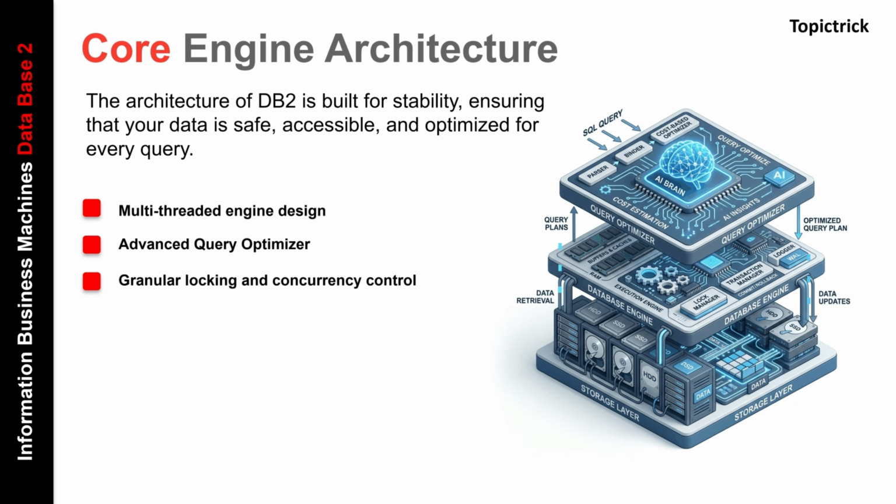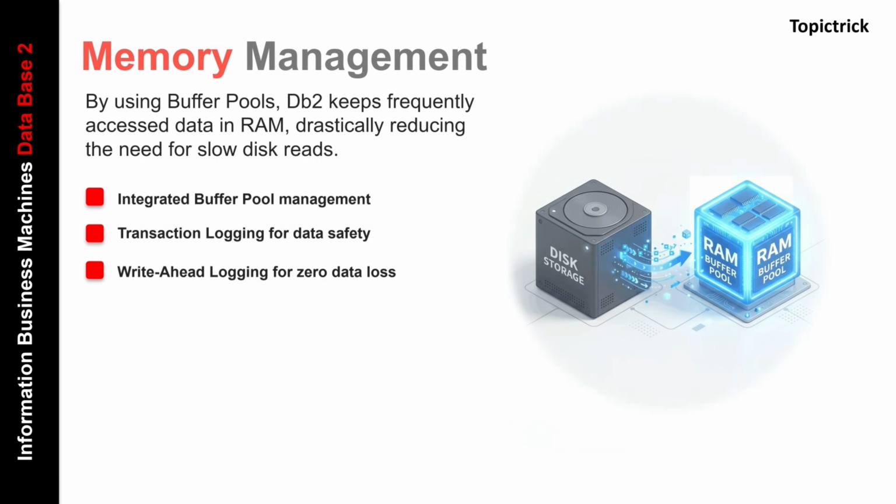At the center of it all is the database engine. It handles everything from storage to security. But the real secret sauce is how it manages memory and I/O. Unlike a lot of simpler databases, Db2 uses something called buffer pools. Think of these as a massive VIP waiting room in your RAM. When you query data, Db2 doesn't just go digging around on the slow disk, it pulls it into that buffer pool. So if you need that data again, it's served up instantly from memory.